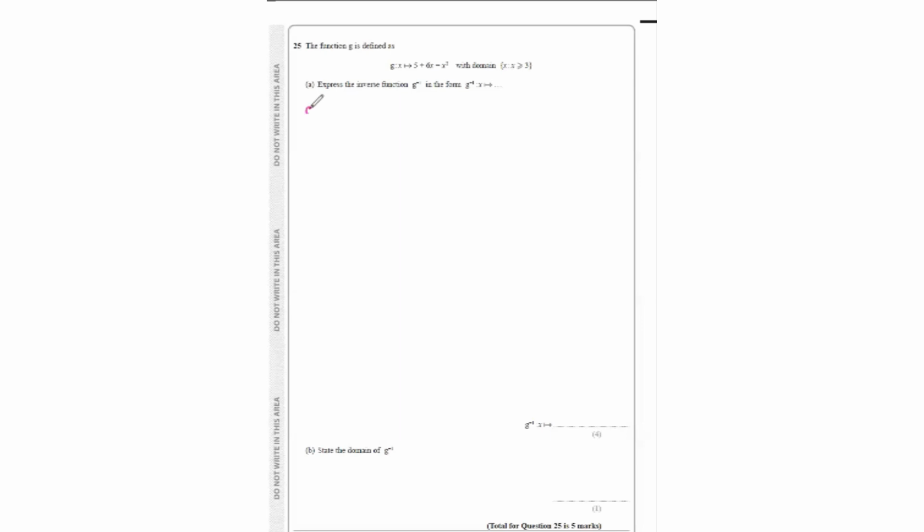So for completing square form, let's rewrite this in descending order. Negative x squared plus 6x plus 5. First, we need to get rid of the negative sign with x squared. So for that, we're going to take -1 common from the entire equation. So it gives us x squared minus 6x minus 5 in the bracket.